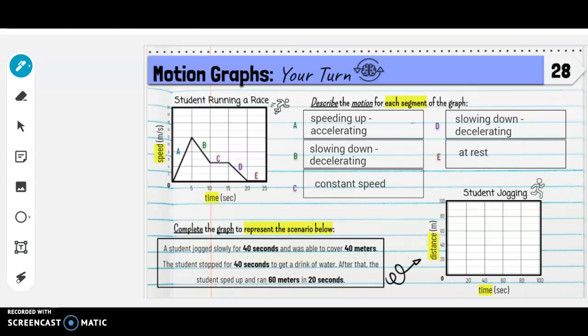So on the graph, I'm going to find 40 seconds. And it says it covers 40 meters. So the distance will also be 40. So right here at this point, I'm going to draw a dot. Then from 0, I'm going to connect it.